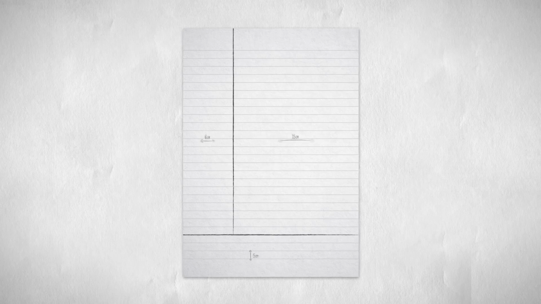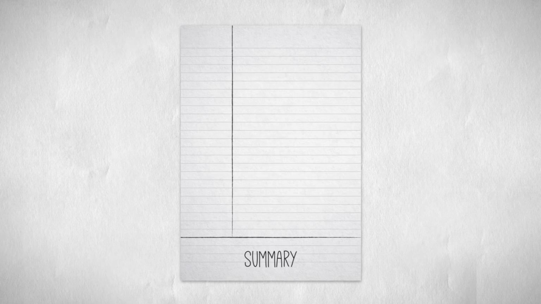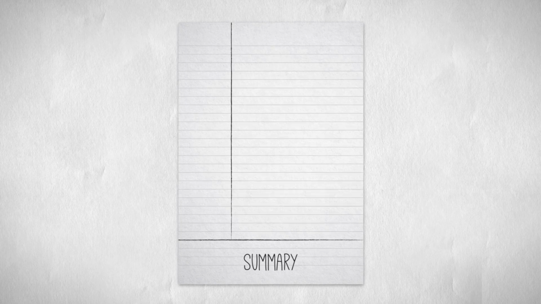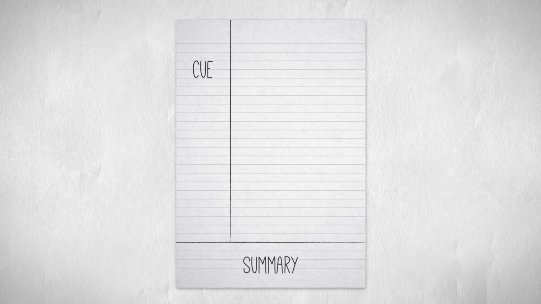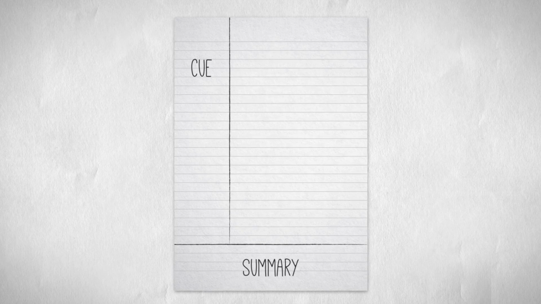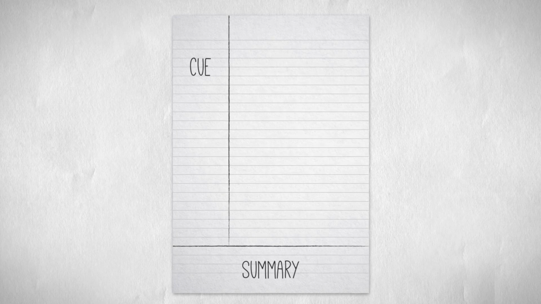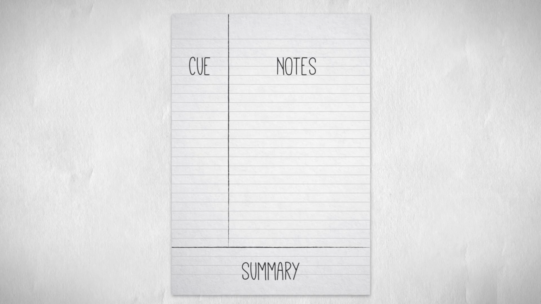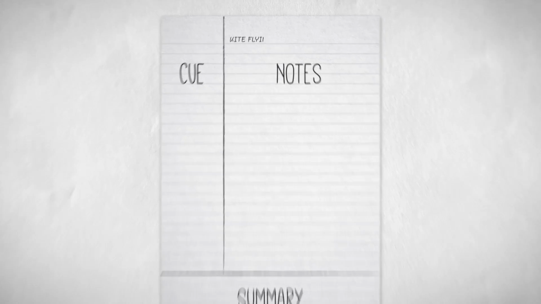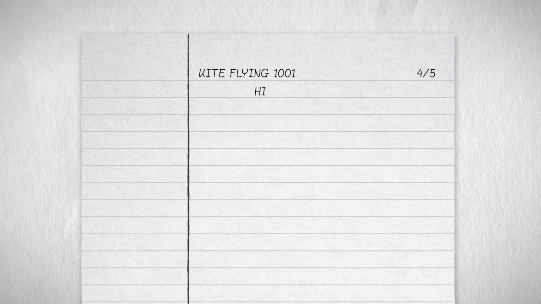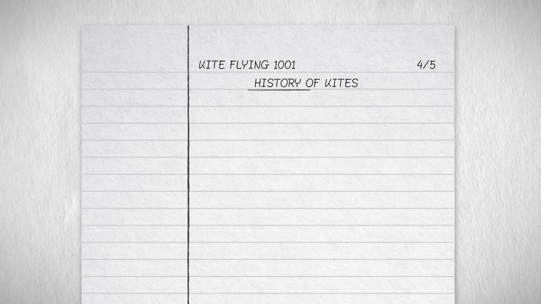The space at the bottom will be where you write a short summary of the lecture. The small column on the left is the Q column, where you will write important points and key questions for your revision. And the large column on the right is where you will write your notes during the lecture. Make sure you write the course name, date and topic of the lecture at the top of the page.